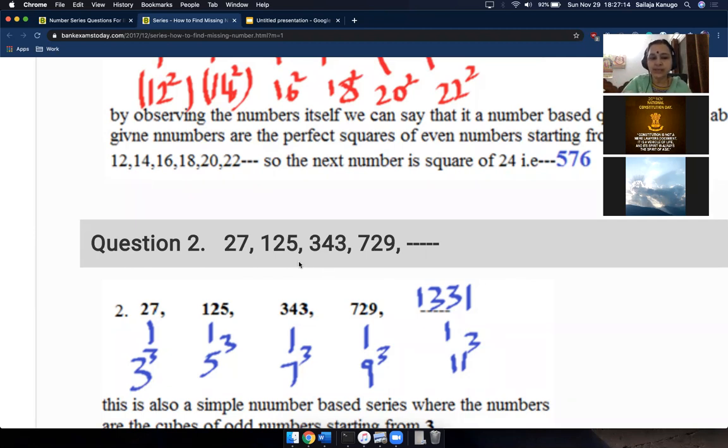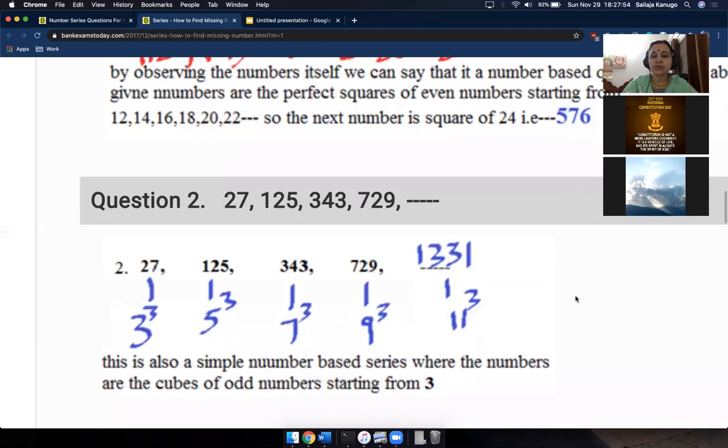So here, what is 27? 3 cube. 125 is 5 cube. 343 is 7 cube. 729 is 9 cube. So now the numbers are 3, 5, 7 and 9. They are odd numbers, and again the gap between any two numbers is 2. These are the base numbers with which that series came. So after 9, what is the next odd number? 11. So 11 cube is 1331. Got it? Very good.